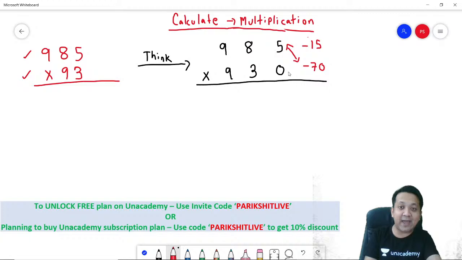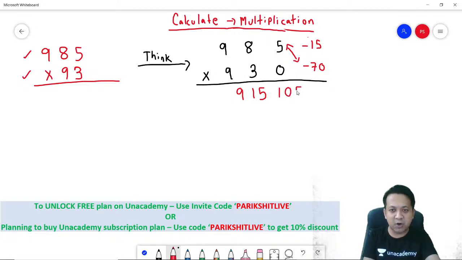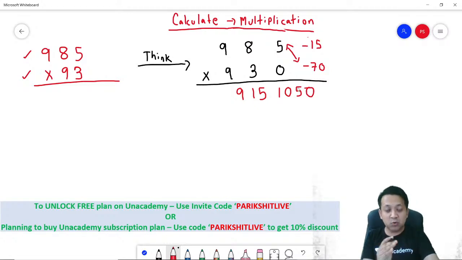So 985 minus 70. How much will you get? 915. Correct? And then 70 into 15 is how much? 70 into 15 is 1050. Minus 15 into minus 70 is 1050. This would rather have been your answer.